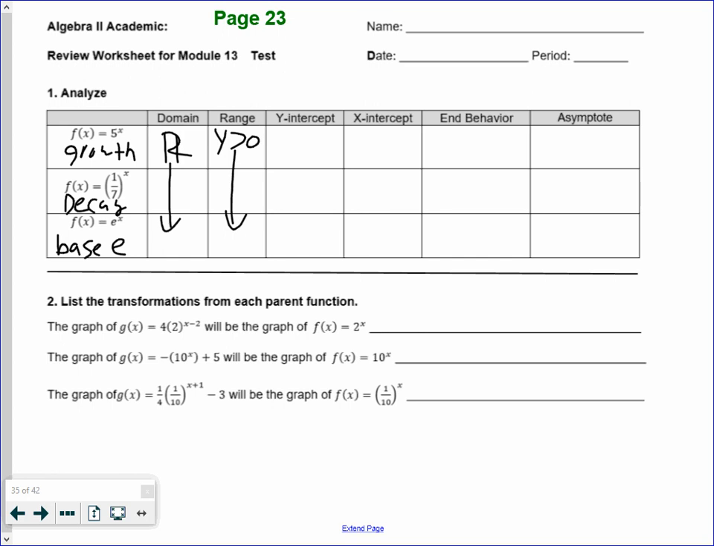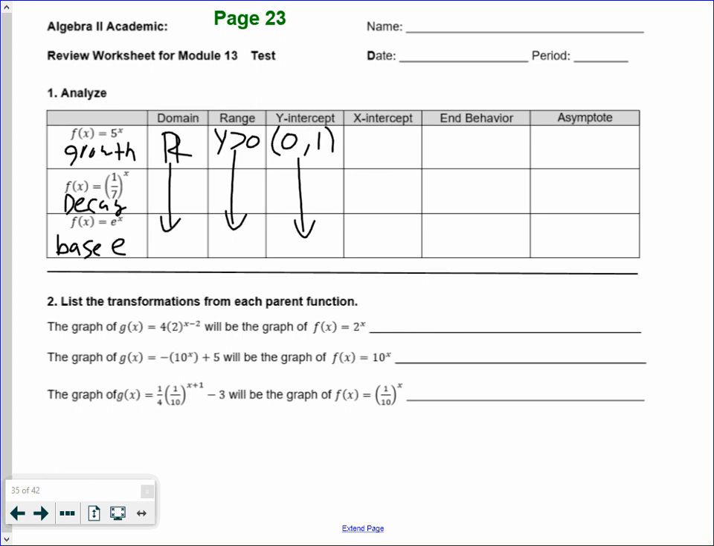The y-intercepts always happen when x is 0. And when x is 0 for each of these functions, anything raised to the 0 power is always 1. So the y-intercept for all three of these is (0, 1). You plug in 0 for x, and they each work out to be 1.